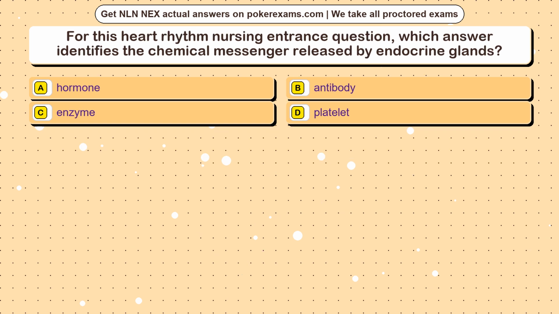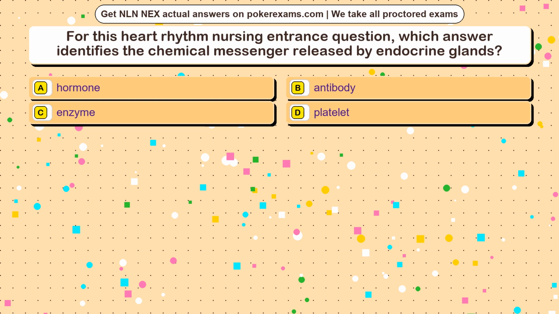Question 13. For this heart rhythm nursing entrance question, which answer identifies the chemical messenger released by endocrine glands? Option A, hormone. Option B, antibody. Option C, enzyme. Option D, platelet.